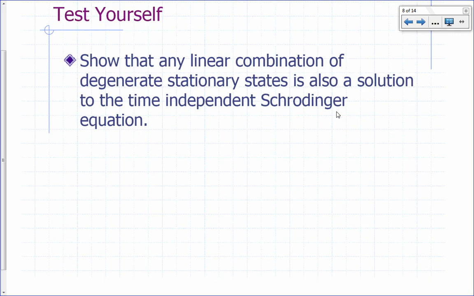Show that any linear combination of degenerate stationary states is also a solution to the time-independent Schrodinger equation. What's our time-independent Schrodinger equation? H hat psi equals E psi, right?